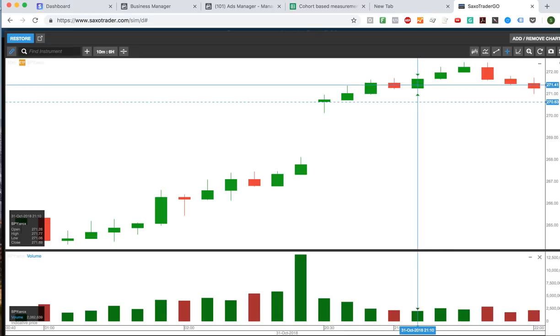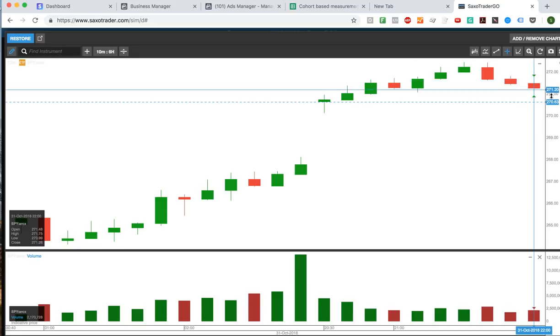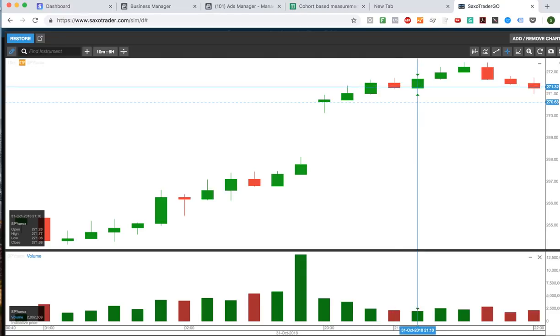of this bar is 271.06 and the low of this bar 270.99, 271.06. Okay, so we have a spike low defined as a bar with a higher low to the left of it and a higher low to the right of it. We have a movement away, and the first bar to break that spike low is this bar.